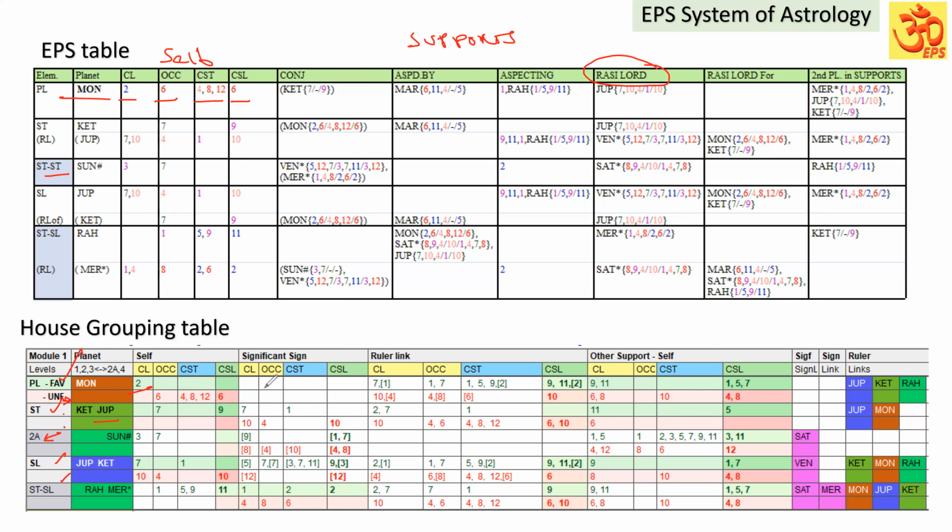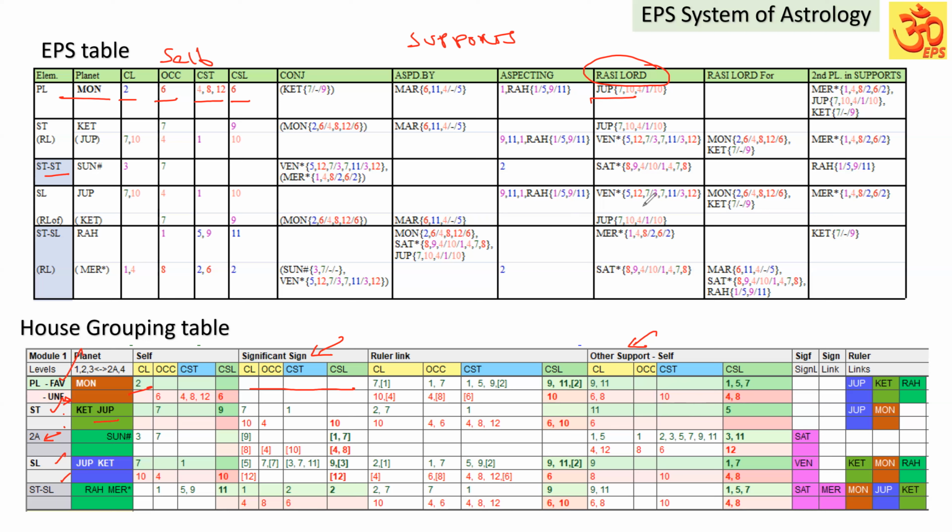And significant sign lord, if it is present: Moon's Rasi lord is Jupiter. If Jupiter is a significant sign lord, then that Jupiter's houses will be shown here. Since Jupiter is not a significant sign lord for Moon, it is not shown here. But Jupiter's houses will be shown under the support columns, other supports. Support means the Rasi lord is a support planet. If the Rasi lord is acting as the significant sign lord, that will be shown here. If not, that will be shown under the support columns. I think you are able to understand.